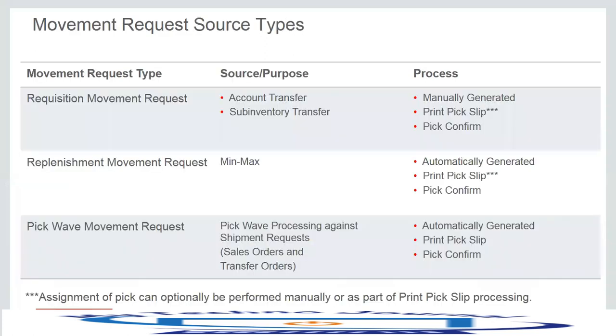So these are the three different types of movement requests that Oracle Inventory Management provides: the requisition movement request, replenishment movement request, and pick wave movement request. The requisition movement request is manually generated using the manage movement request page. We can generate the request for sub-inventory transfer or movement request issues. Replenishment move order requests are generated automatically for min-max planned items, where the item's replenishment source is another sub-inventory. And the pick wave move order process generates the move orders to bring the material from its source location in stores to a staging location, which you define as a sub-inventory in the inventory management.